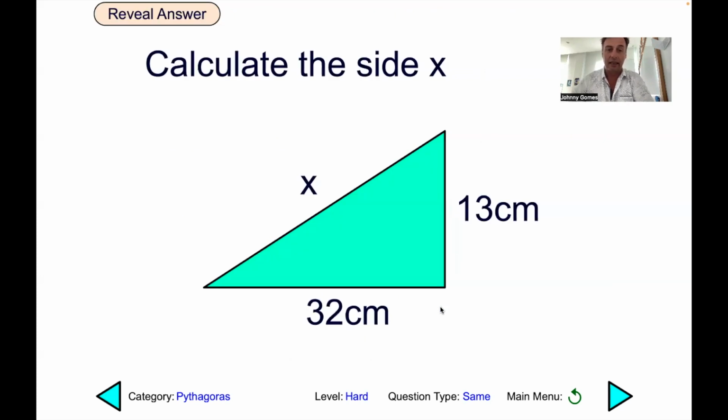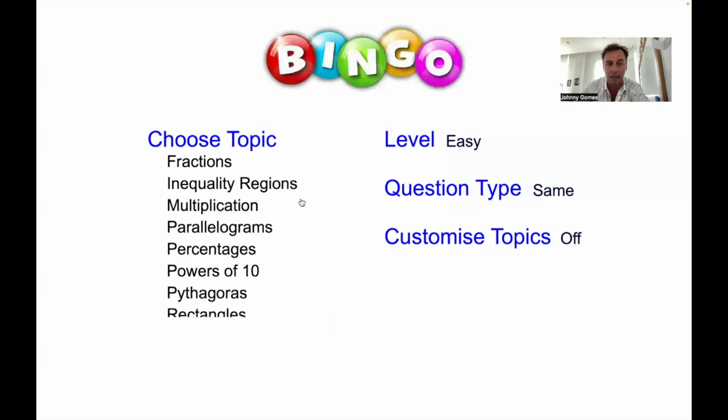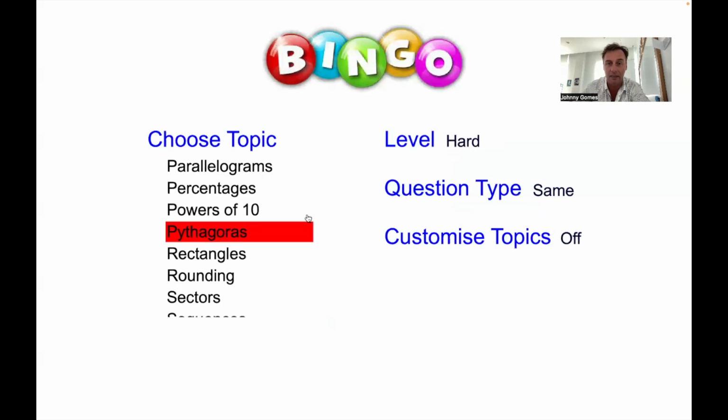Okay. Now, if I went beyond 16, well, I'm just holding my finger down, but you get the picture. This is just generating loads and loads of questions. However, you'll notice that it's always calculating the longest side. So if we go back, here we can see the category is Pythagoras, the level's hard, and the question type is the same.